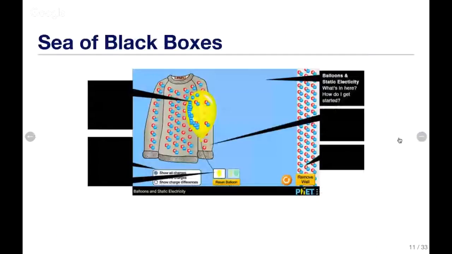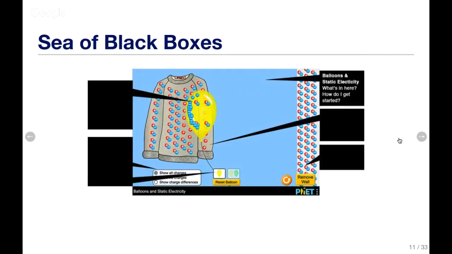So when a student comes to a simulation with assistive technology, such as a screen reader, they'll just have a sea of black boxes. And on the screen here, I have a picture of the simulation and then little call-out boxes in black pointing to the fun interactive objects that we just explored in the visual demonstration. So there's a black box pointing to the sim, and the students will hear the page title, Balloons and Static Electricity, but then they might go, what's in here? How do I get started? And they won't be able to get any information.